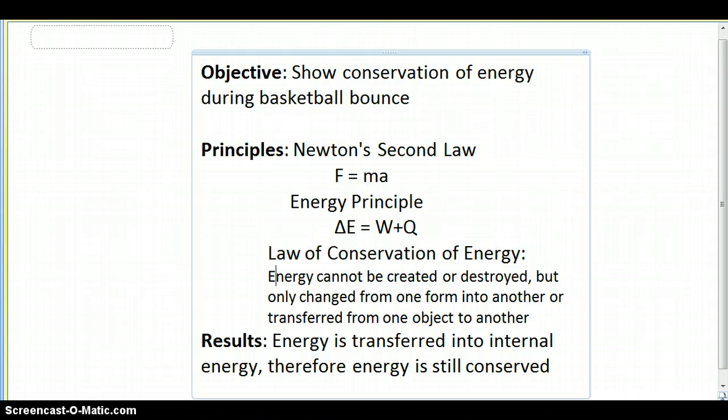The law of conservation of energy states that energy cannot be created or destroyed, but only changed from one form into another or transferred from one object to another. I found in my results that this is true because energy is transferred into internal energy when the ball bounces and compresses against the floor. Therefore, energy is conserved.